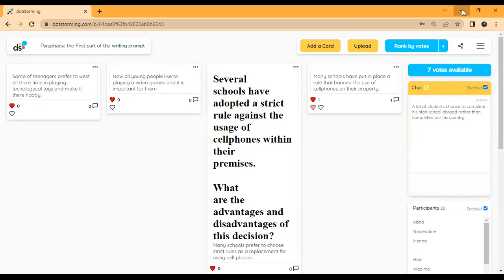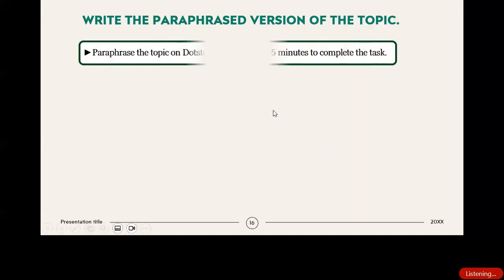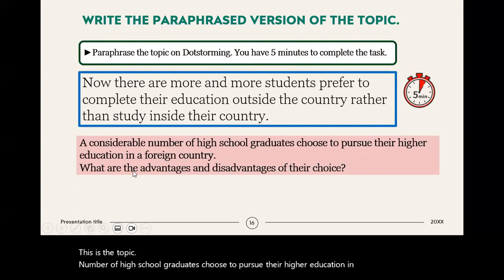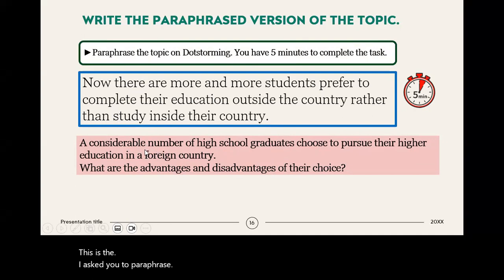Now, guys, I would like you to stop writing now, so that we can benefit from the feedback that I'm going to give you. This is one of the students. I don't know who this student is, and it is not really important to know who they are. This is the topic: a considerable number of high school graduates choose to pursue their higher education in a foreign country. What are the advantages and disadvantages of their choice? This is the prompt, and I asked you to paraphrase the first part of it.